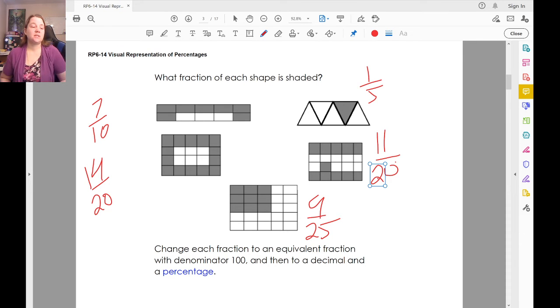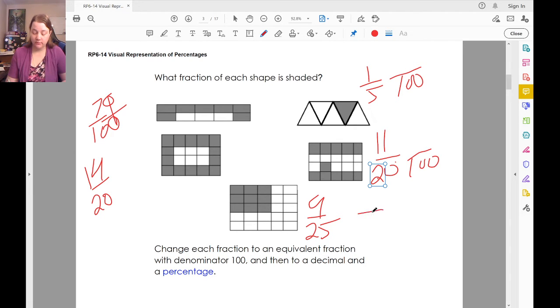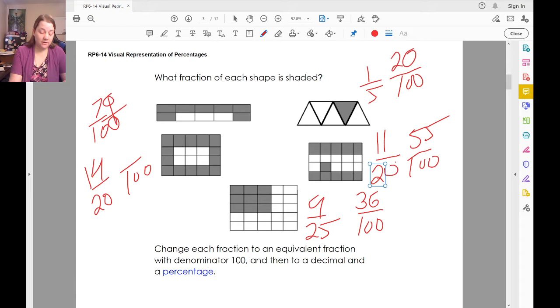They want us to then turn this into decimals and percentages. So first we're going to make these out of 100 each. So we're going to give all of these denominators of 100. We've been talking about this for a while. 5 times 20 equals 100. 1 times 20 equals 20. 20 times 5 equals 100. 11 times 5 is 55. 25 times 4 is 100. 9 times 4 is 36. 20 times 5 is 100. 14 times 5 is 70.